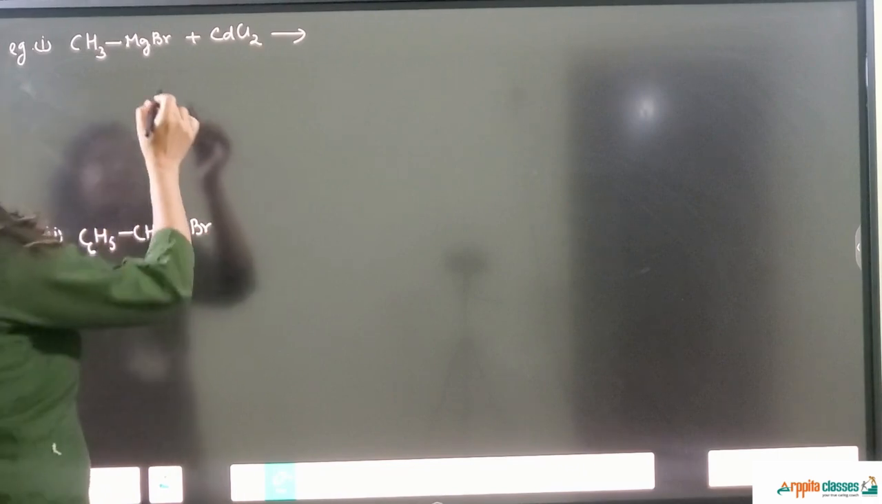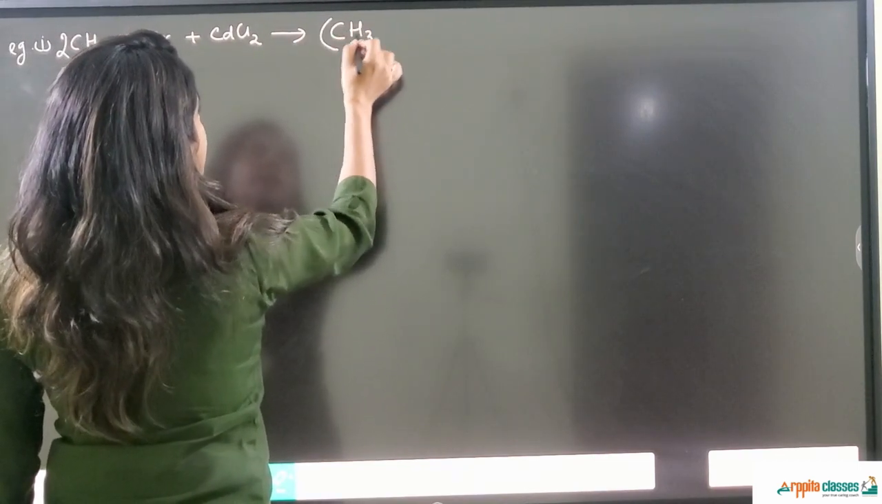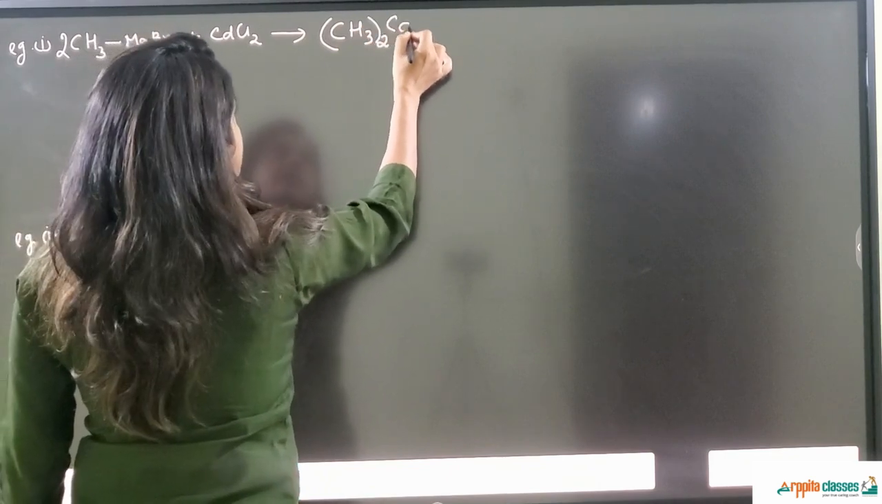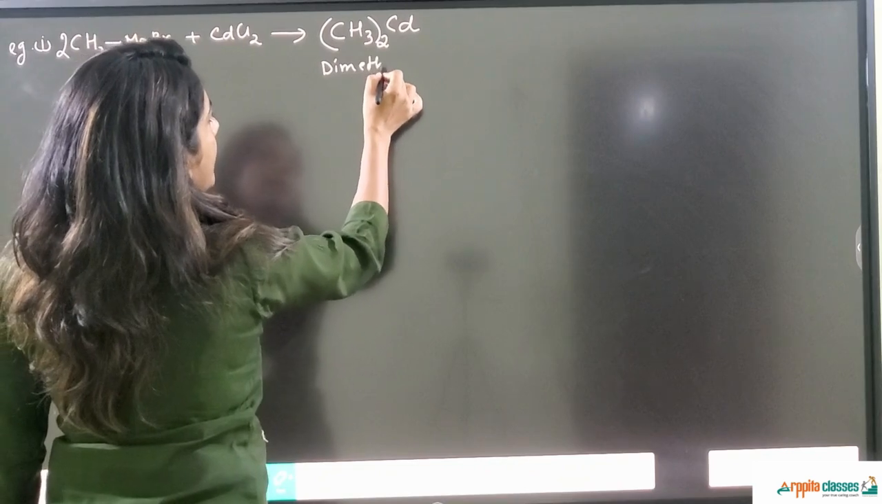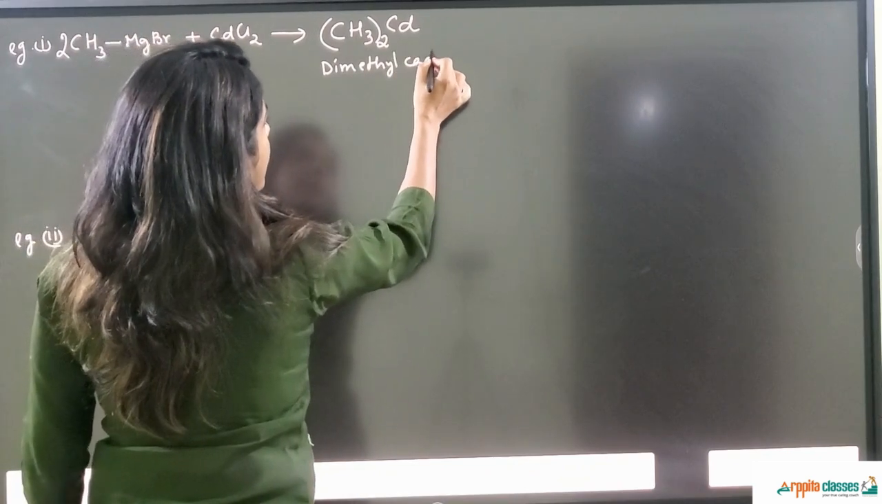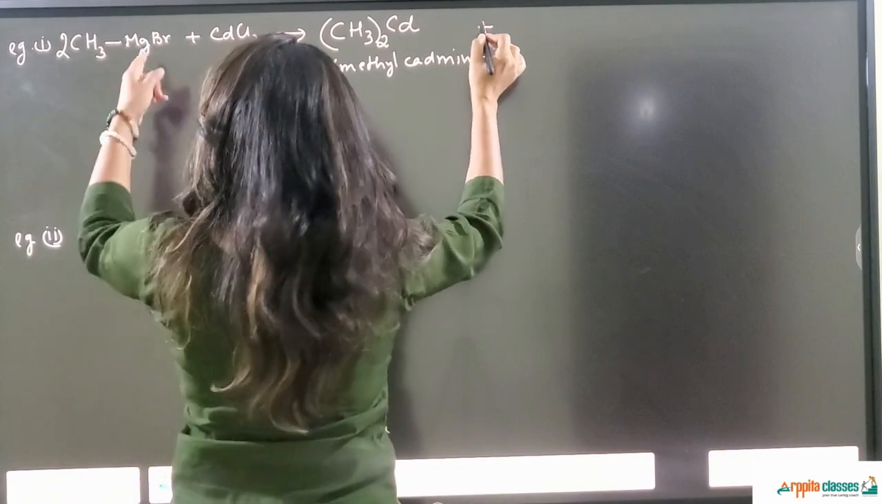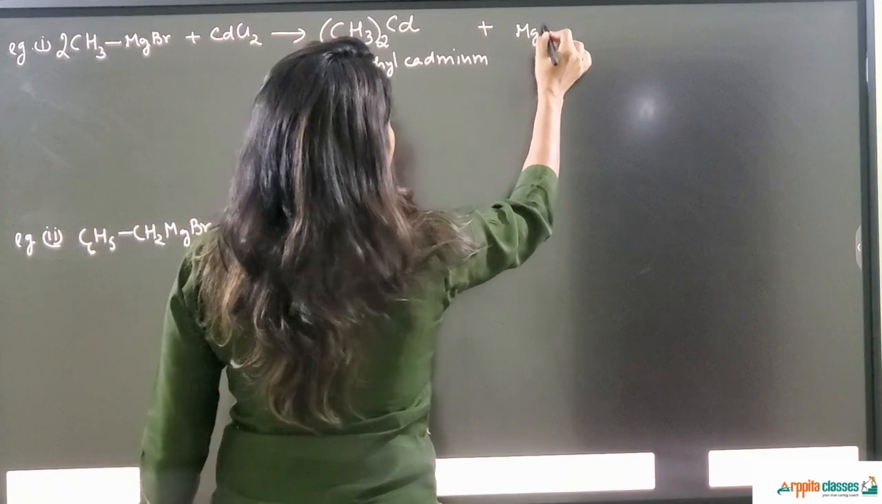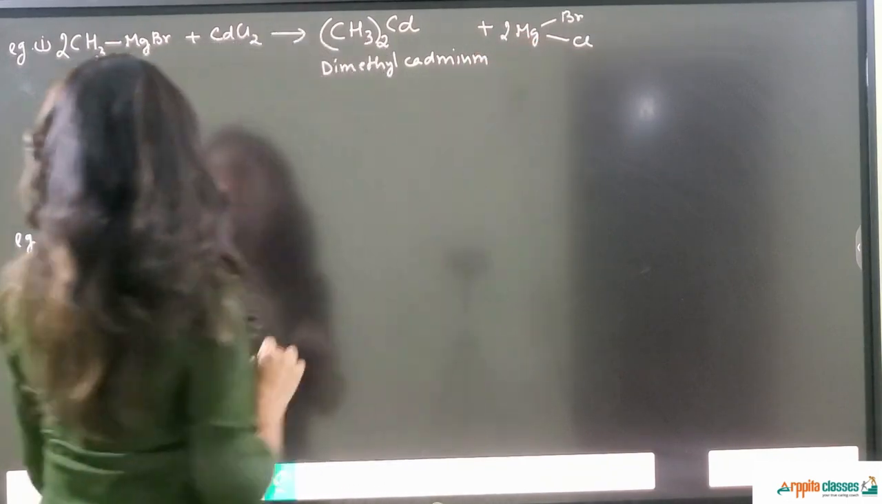Just we'll see this reaction. CH3MgBr plus CdCl2. First of all, make it 2 and we'll get dimethyl, (CH3)2Cd. This is called dimethyl cadmium, which is my reagent, plus another product is what? MgBr and Cl. This will be 2 molecules.